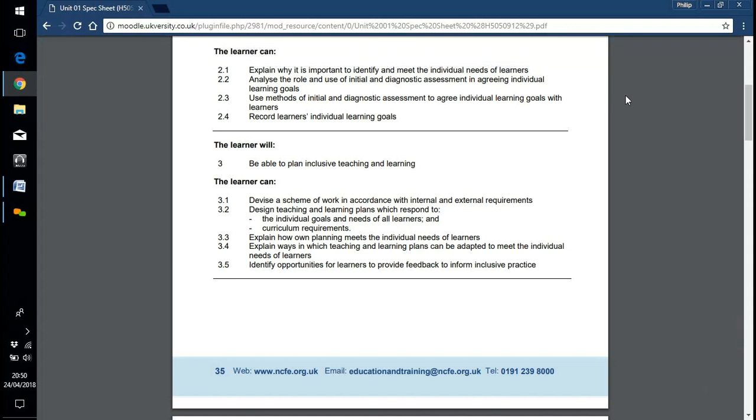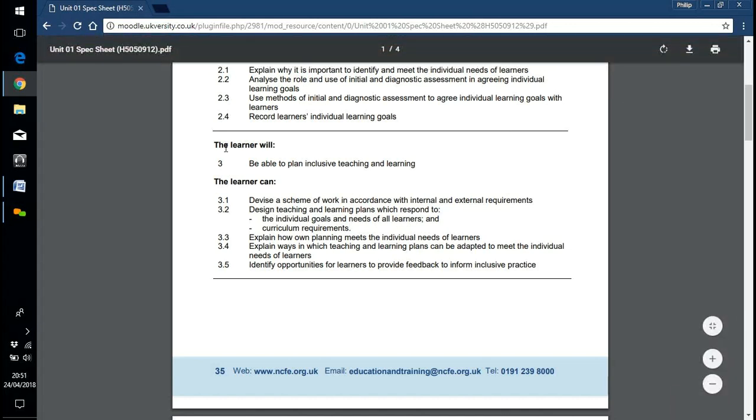In terms of the teaching courses, you've got to be in a position to gain evidence from the area that you're working in. So we've got a learning plan. We're going to be able to plan the teaching and learning, devise a scheme of work, design teaching and lesson plans to meet the individual goals, explain how the planning meets those needs, and explain ways in which learning plans need to be adapted to meet specific or individual needs of learners.